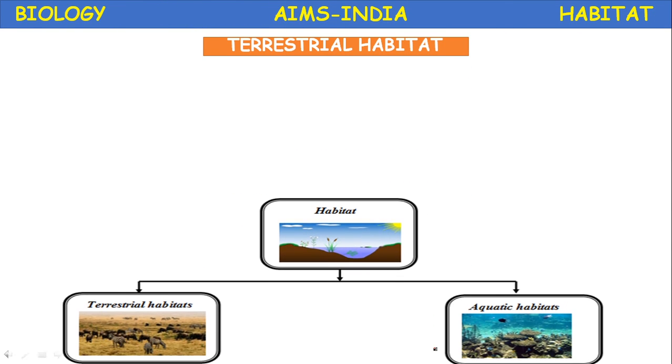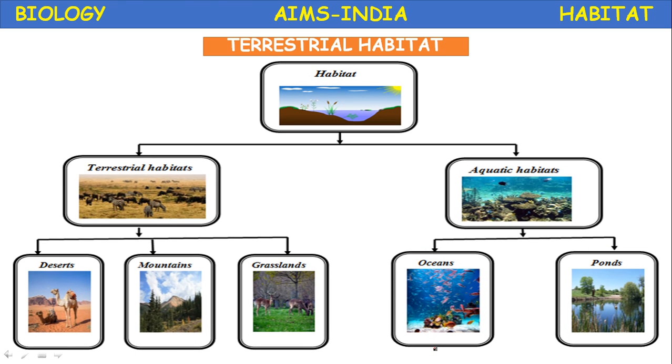And these terrestrial habitats, if you take them briefly. The habitat can be broadly classified into terrestrial habitats and aquatic habitats. Terrestrial means the habitat on land, aquatic means the habitat in water. The terrestrial habitat is again divided into deserts, mountains and grasslands. The aquatic habitats divide into ocean and ponds.